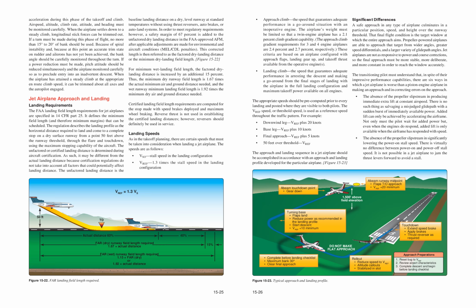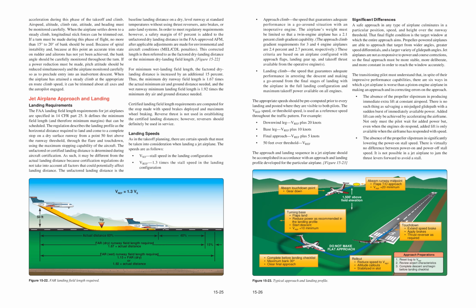Figure 15-23. Significant differences. A safe approach in any type of airplane culminates in a particular position, speed, and height over the runway threshold. That final flight condition is the target window at which the entire approach aims. Propeller-powered airplanes are able to approach that target from wider angles, greater speed differentials, and a larger variety of glide path angles. Jet airplanes are not as responsive to power and course corrections, so the final approach must be more stable, more deliberate, and more constant in order to reach the window accurately.